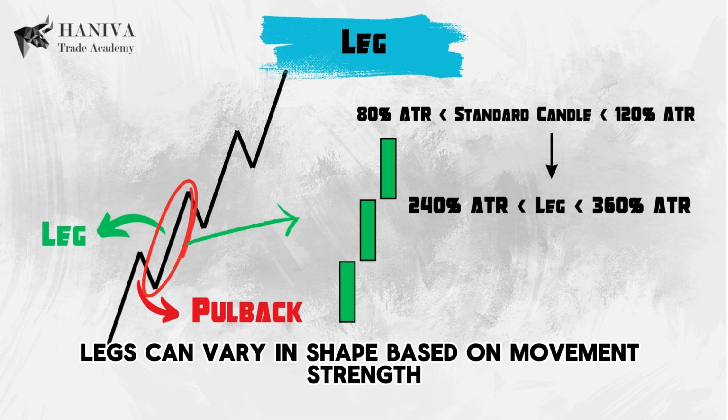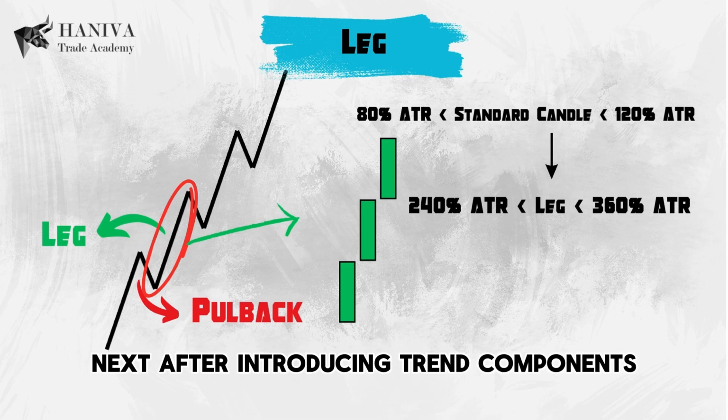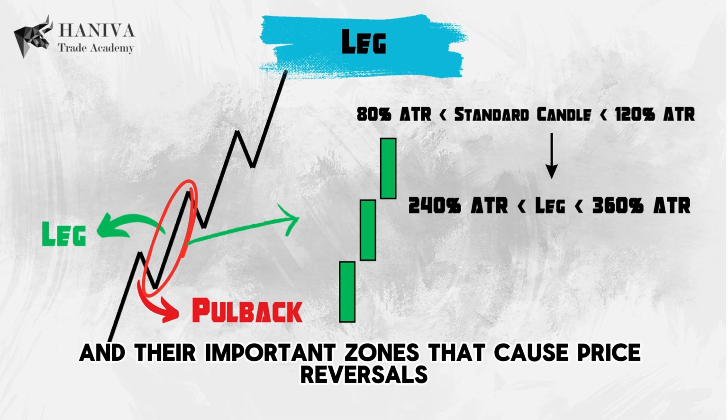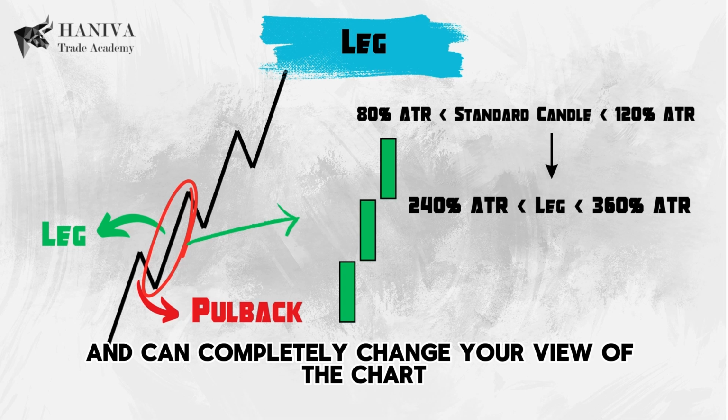Legs can vary in shape based on movement strength. Next, after introducing trend components, we will introduce types of legs and their important zones that cause price reversals. This is the most important part of the video and can completely change your view of the chart.